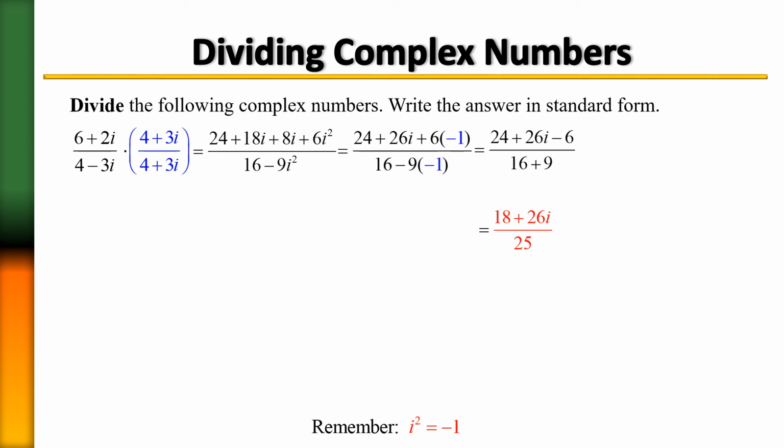You can also write that 25 underneath each term, meaning you can write the 25 underneath the real number and underneath the imaginary number. That form of answer is also correct as well. So in your homework, you can enter your answer as either form, and it is perfectly acceptable. And that's dividing complex numbers. There you have it.